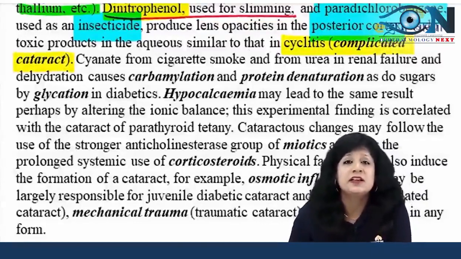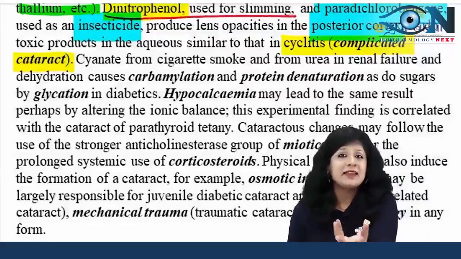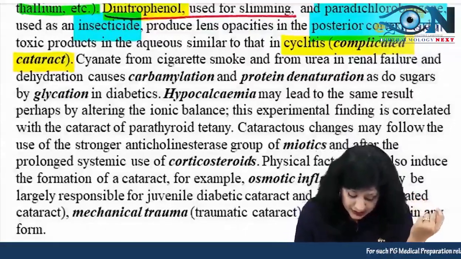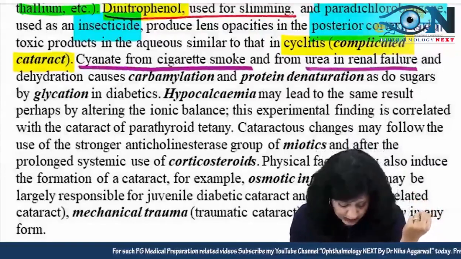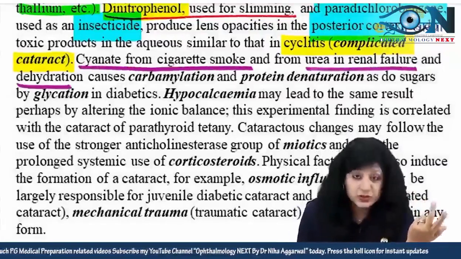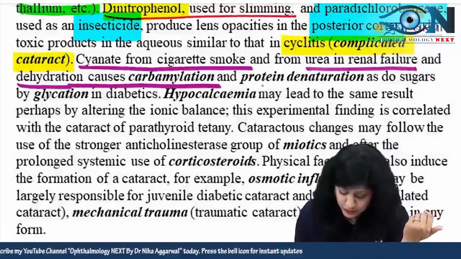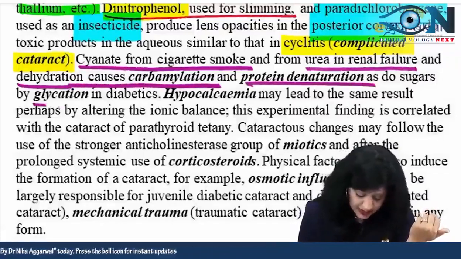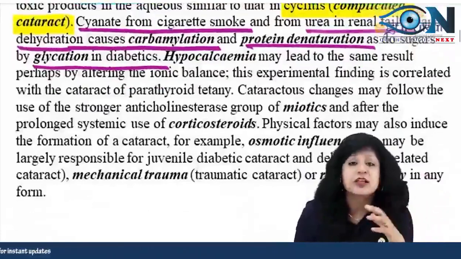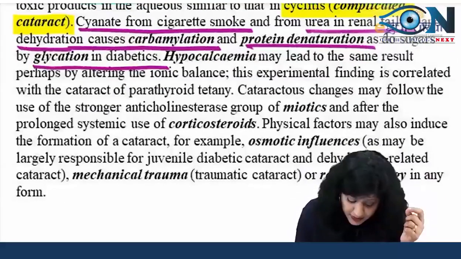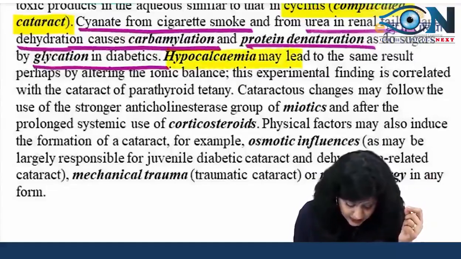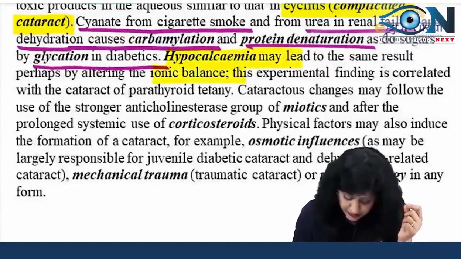So there are so many things. I think you take any name and that thing is causing cataract. Then you have the cyanide from cigarette smoke. Then you have urea from renal failure, and dehydration due to renal failure causes carbamylation and protein denaturation, then glycation in the diabetics. So there are so many things, again I'll say, which can cause cataract. Even hypocalcemia may lead to cataract, due to the ionic imbalance.